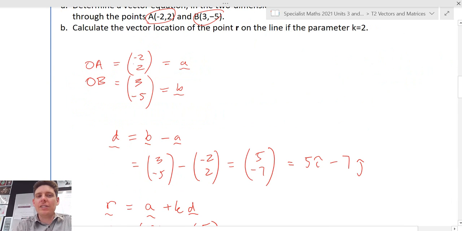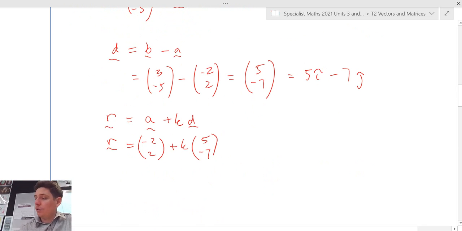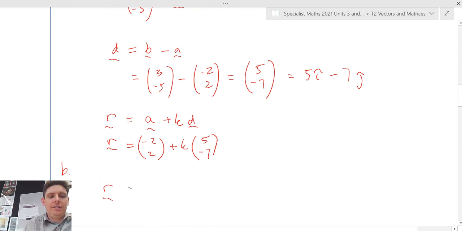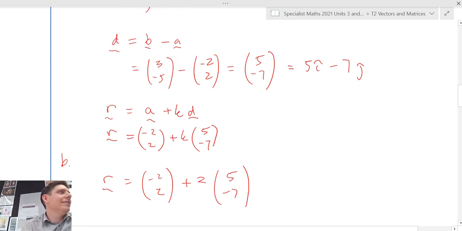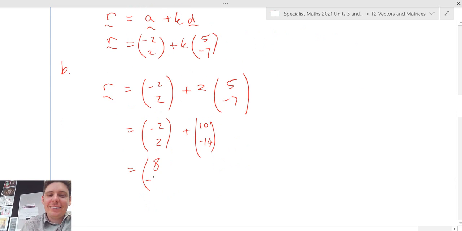So let's find the vector location of the point on the line if the parameter k equals 2. So pretty tricky stuff, guys. Are you ready? What do you think we do? Subbing K with 2. Well done. Alright. Okay, so you can also write it like this.